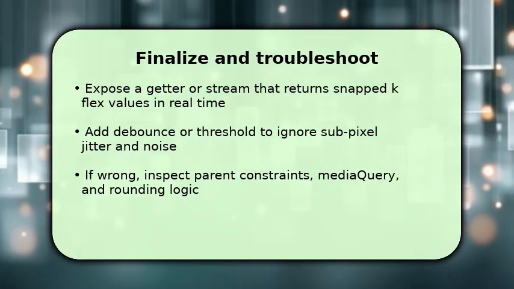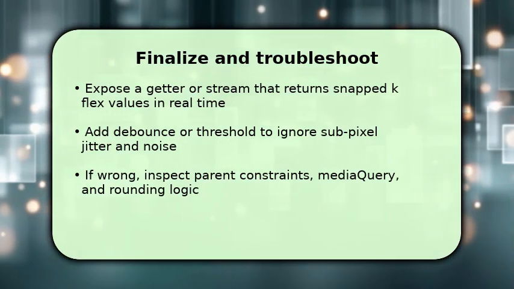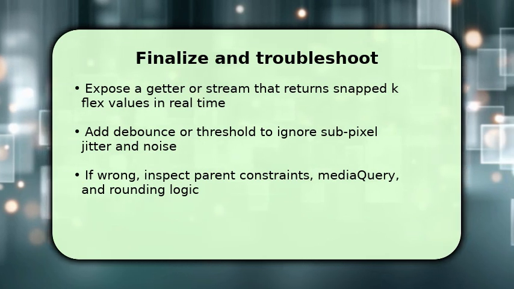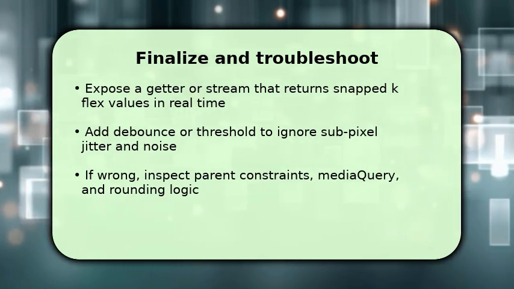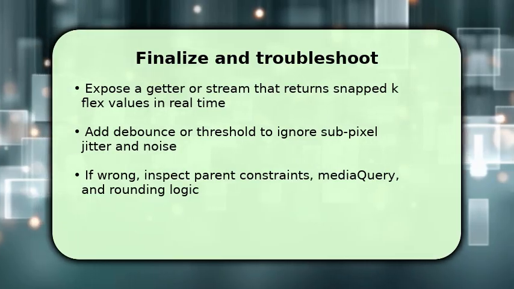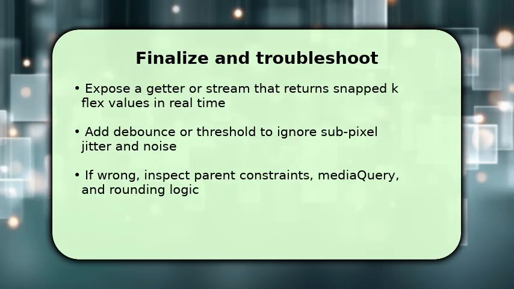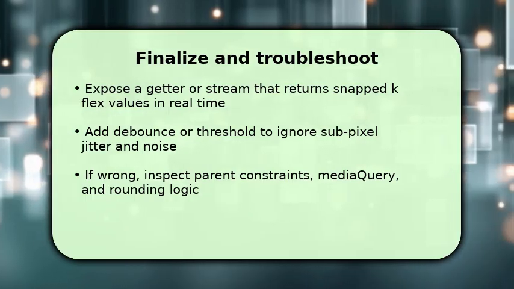Finish by exposing the captured snapped K flex via a getter, stream, or state update so other code consumes it cleanly. Once done, apply a debounce or 0.5 pixel threshold to filter jitter and ensure consistent integer K outputs.